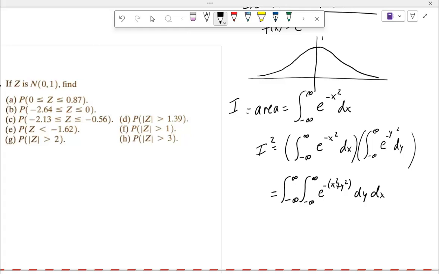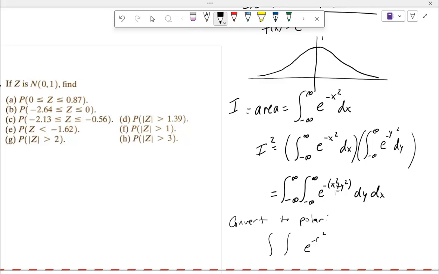Okay. Now looking at this iterated integral, I notice I have an x squared plus y squared here. Right? When you see an x squared plus y squared inside of an iterated integral or inside of a double integral, what does that make you think of? Yeah, r squared. Makes you think of polar, doesn't it? So if I convert this to polar, I'll worry about the bounds here in a second. We'll get an e to the negative r squared, because x squared plus y squared is r squared in polar.